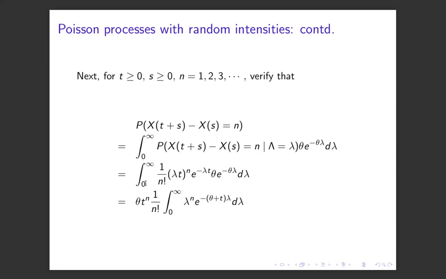So then we take out of the integral all the terms which do not depend on lambda, because lambda is the variable with respect to which you are integrating. So this theta goes out, t to the power n goes out, 1 over n factorial, of course. So what remains is the integral from 0 to infinity of lambda power n e to the power minus (theta plus t) times lambda d lambda.